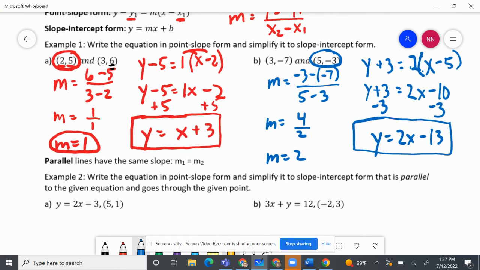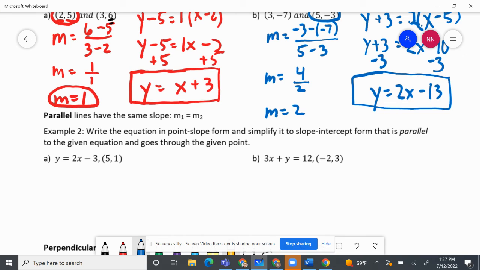So example 2, what we're going to be doing is looking at parallel lines. Now, what we have to remember is that parallel lines have the same slope. When we think about it in terms of lines, same slope means that the two lines are perfectly parallel. They never touch. So that means when we're writing equations, we look at our parallel equation, we identify what our slope is, and our equation has to have the same slope. So in this case, the slope is 2. So that means that the slope that our equation is going to have is also 2.